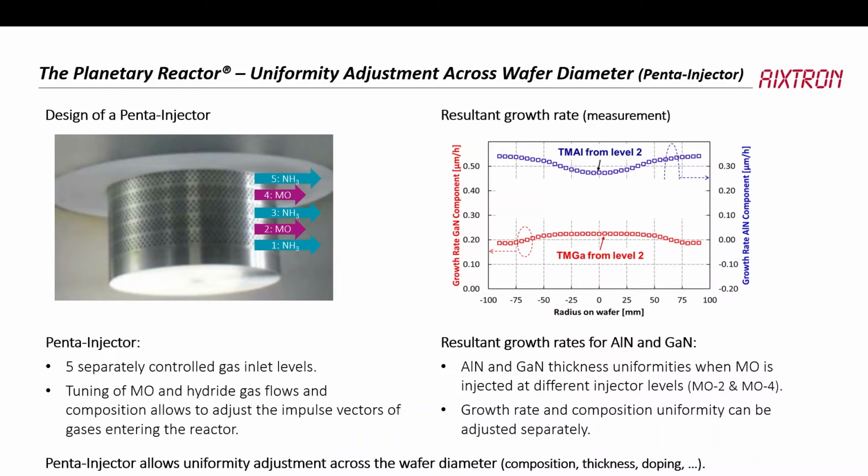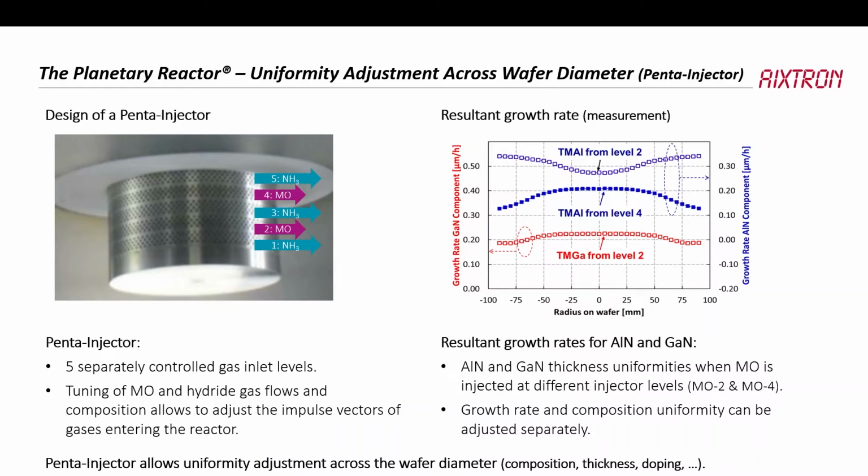So we don't want this, and this is why reactors nowadays have to be designed in a way to compensate for these effects. This is done, for instance, in this case, by having this level 4, which is this one, and we can boost, for instance, the trimethyl aluminum with a higher flow at the top. And we can play around with these 2 inlets together with the 3 NH3 inlets in order to account for these effects across larger wafers.